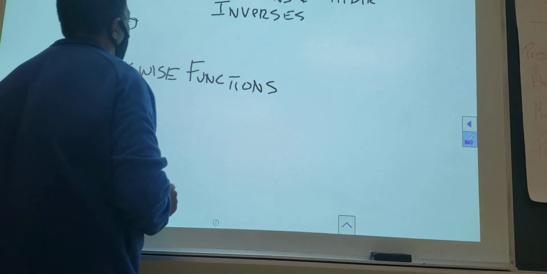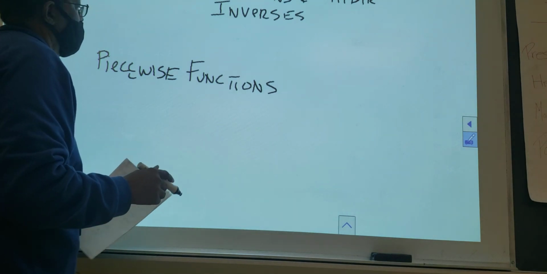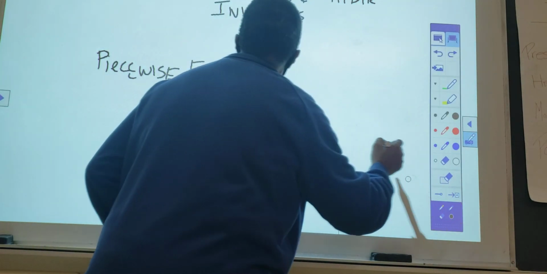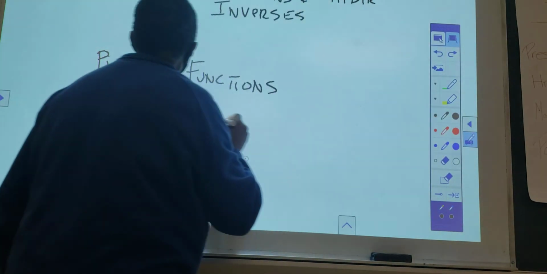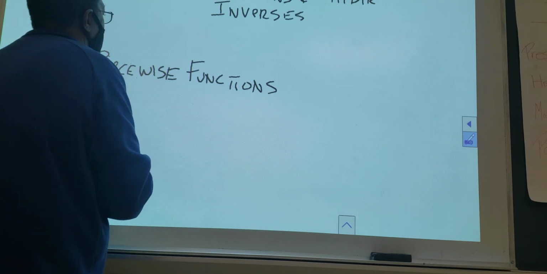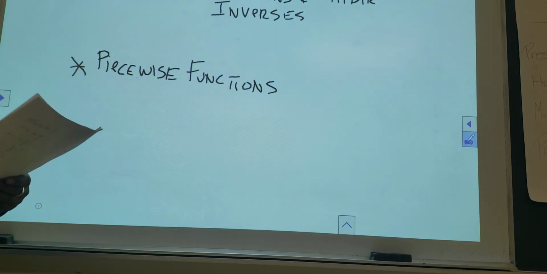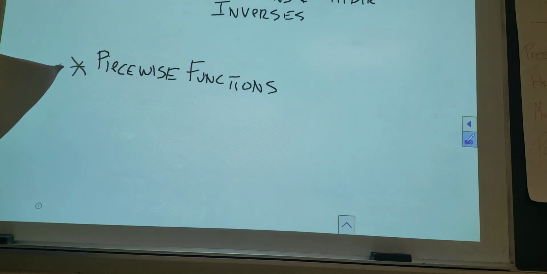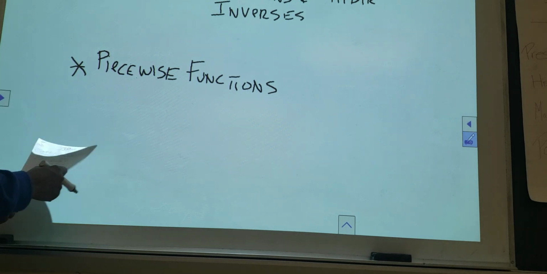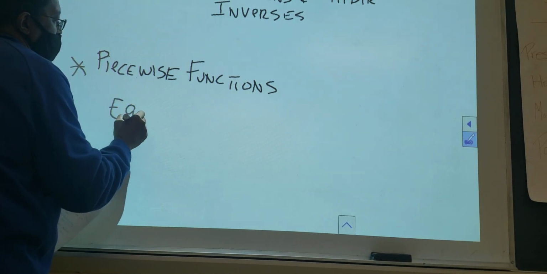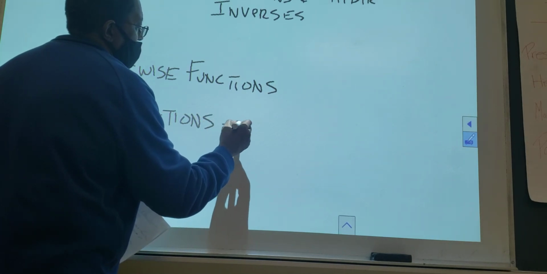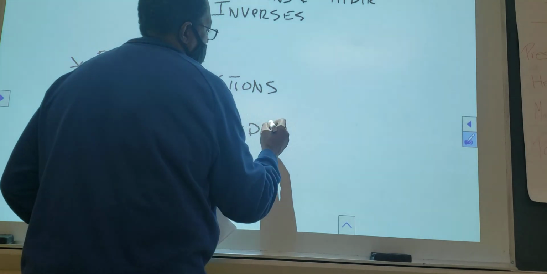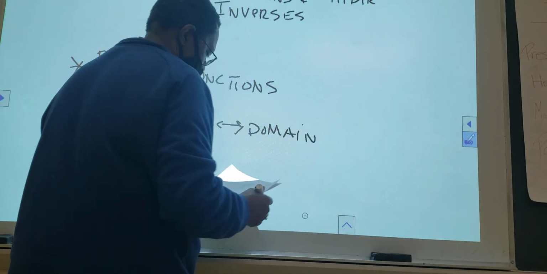So we're talking about piecewise functions. So what is a piecewise function? A piecewise function is functions that combine several pieces that each of them have their own equation and domain. So the important thing you have to remember, each of these functions, it can be two or more, they have their own equation and they have their own domain. Okay, so we'll talk more about that.